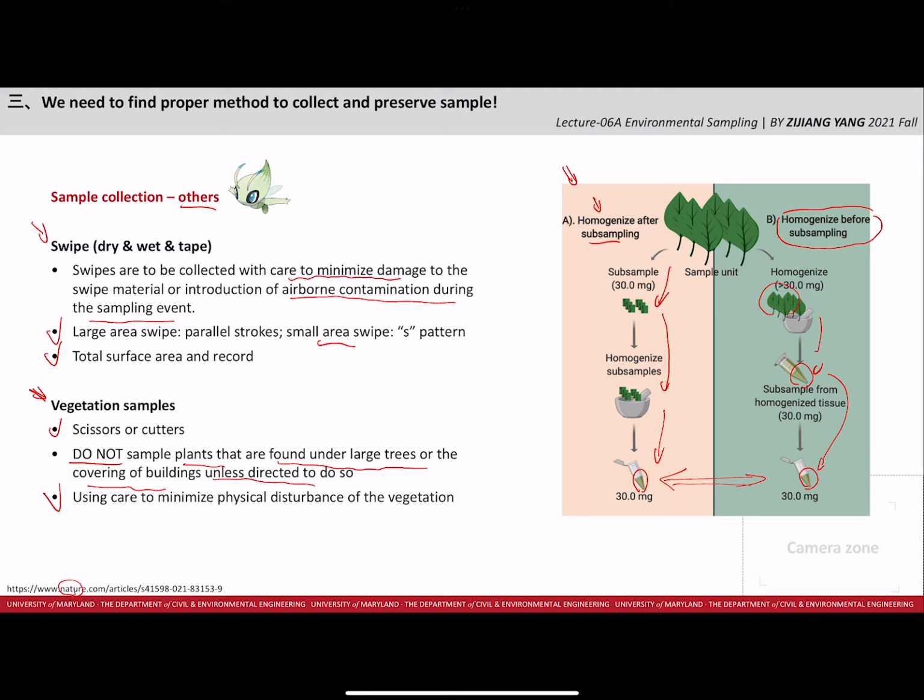Why shouldn't you take vegetation samples that were under latitudes? Oh, as I mentioned before, these samples are not quite representative, unless we are interested in the plant in a specific, particular environment.